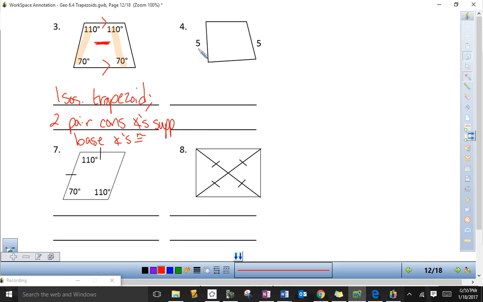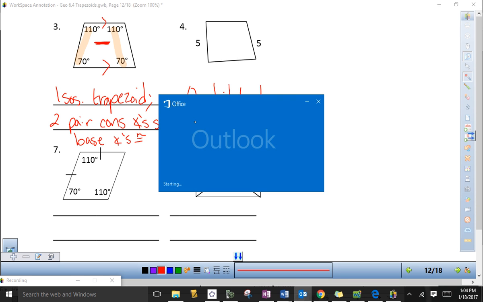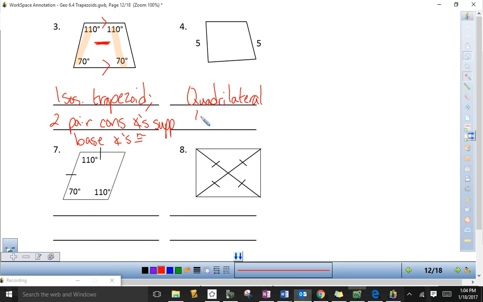Alright, on number 4 you should have said it was just a quadrilateral. Because we do have a pair of opposite sides that are congruent, but they both aren't. So we just know it's a quadrilateral because it has 4 sides.